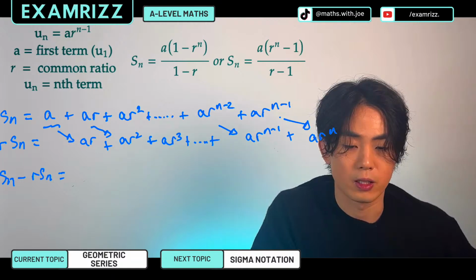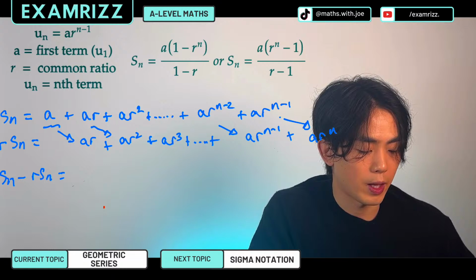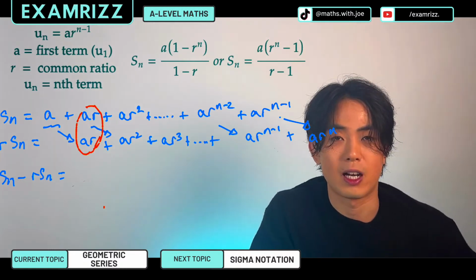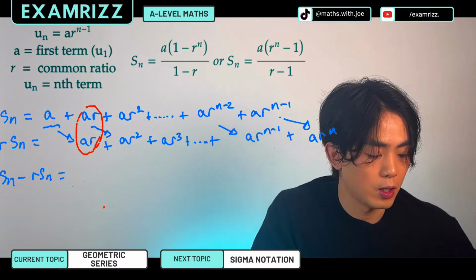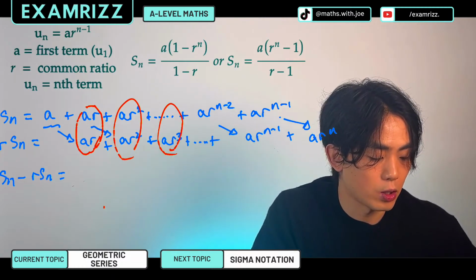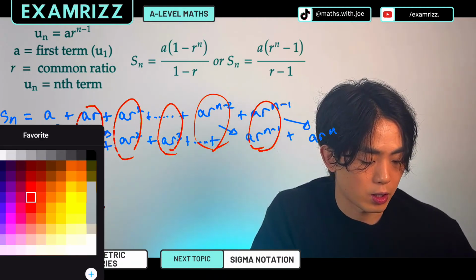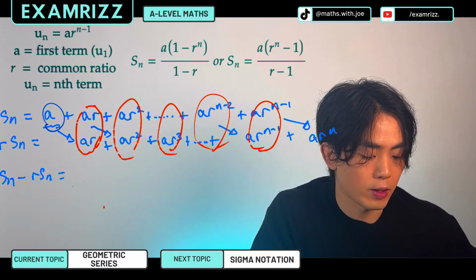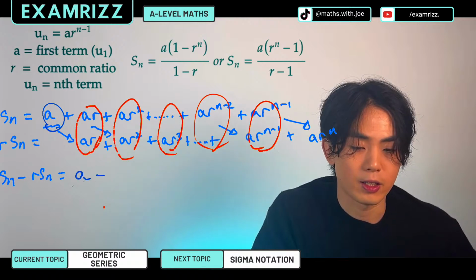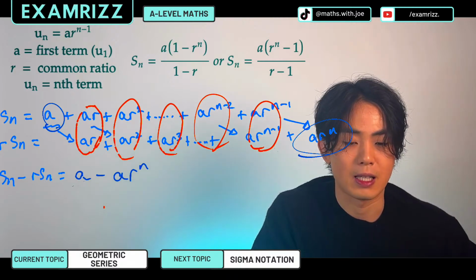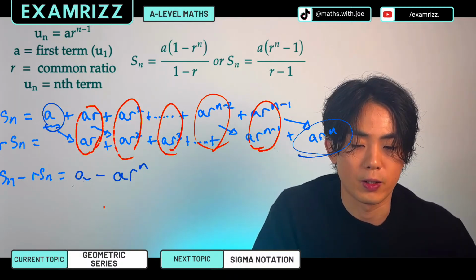And so the reason why I'm doing this is, if you look at the terms here, if I subtract it, what actually happens is these two terms will cancel each other out, because I'm doing ar minus ar. So will these two, and these two, and these two, and so on. And what we're actually left with is just the first term a, subtracting the last term, ar to the power of n, like this. That's all we're left with when we subtract one from the other.